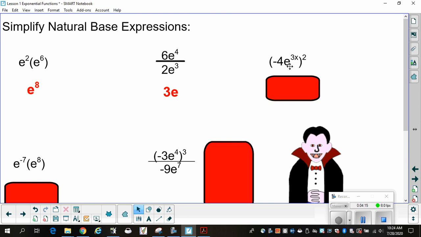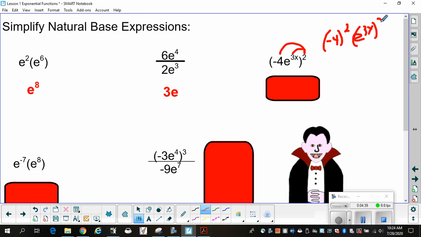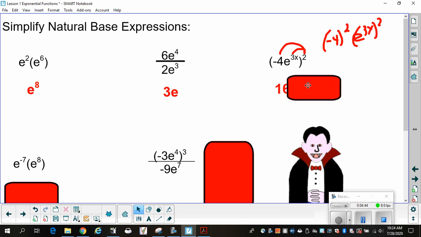Negative 4, e to the 3x, all to the 2. I'm going to take the 2, and I'm going to raise the e to the 3x. I'm going to square that, and I'm going to square the negative 4. So that means I'm going to have negative 4 quantity squared, and then e to the 3x squared. Negative 4 quantity squared is negative 4 times negative 4 is 16. E to the 3x squared means I have e to the 3x times e to the 3x. I multiply these exponents and I get e to the 6x.